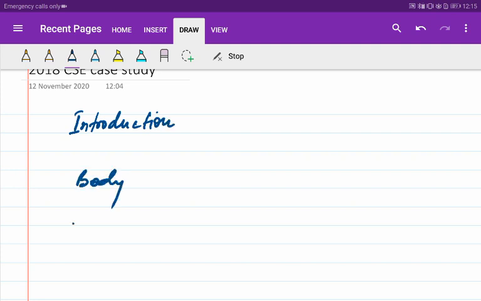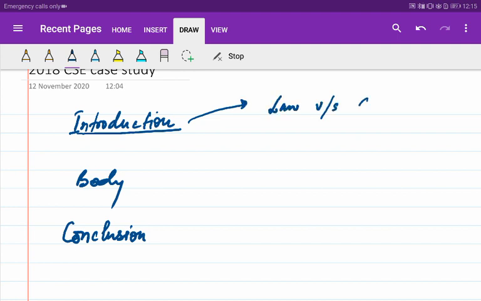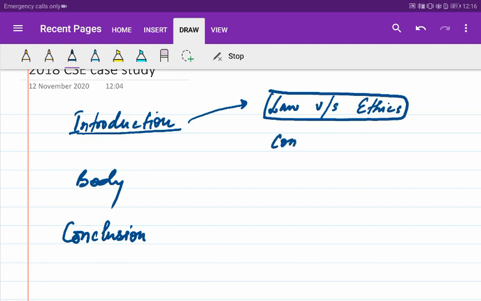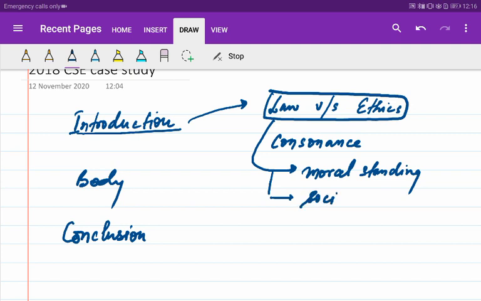For the introduction, as we have seen in the question itself, there is a clear-cut indication that there is a law versus ethics debate in the question. So you can very easily start with something related to this ever-existing debate, that is laws versus ethics. You can take something from your theory portion also, that these two are generally in consonance, because laws also have a moral standing, as laws get their authority from the social contract. Thus, most of the time laws and ethics are in consonance.